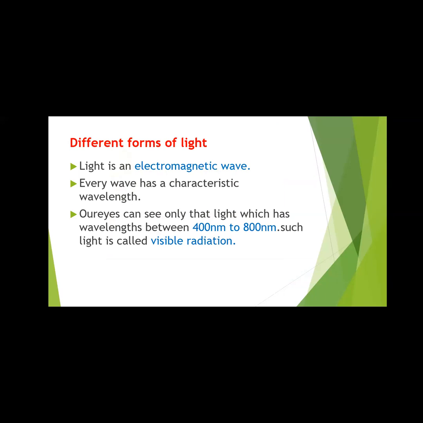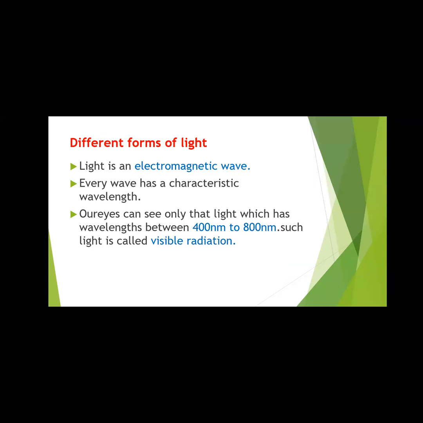First, we should know the different forms of light which are there, right? What is light actually? So, light is an electromagnetic wave. Light is nothing but the electromagnetic wave. Every wave has a characteristic wavelength. We have seen in previous classes what is wavelength. I'll explain you again, that every wave has a characteristic wavelength. So our eyes can see only that light which has wavelength between 400 nanometers to 800 nanometers.